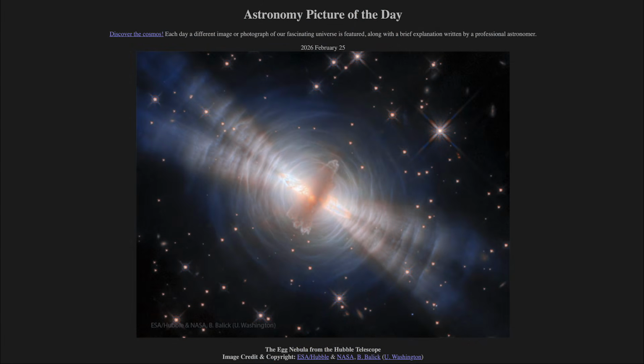So that was our picture of the day, titled The Egg Nebula from the Hubble Space Telescope.